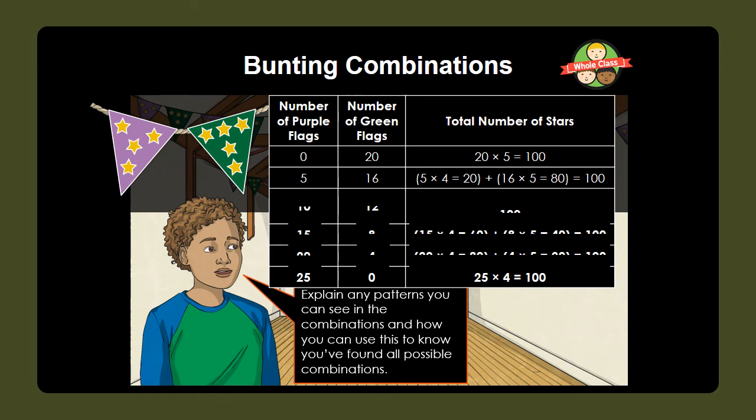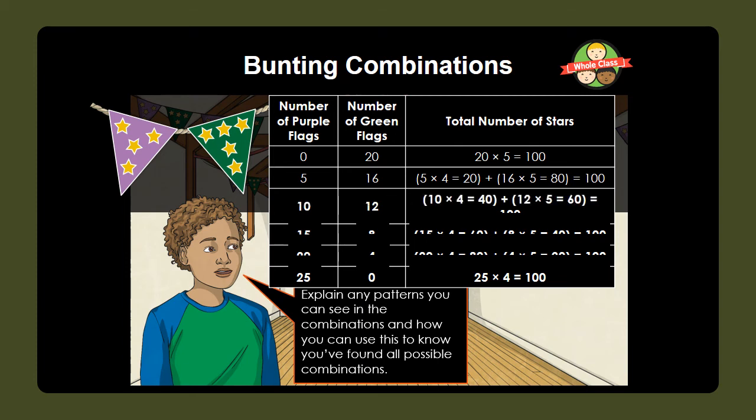So, if you have a look at the table shown so far, you can see that we couldn't have 3, we couldn't have 4, we'd have to have at least 5 purple flags, which means that then we'd have 16 green flags. 16 times 5 is 80, and 5 times 4 is 20, which equals 100. Whatever combination we do, we must always make sure that we have 100 stars in total.